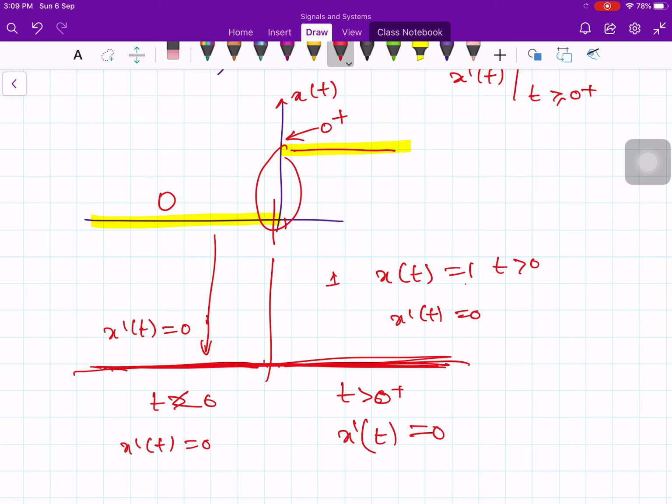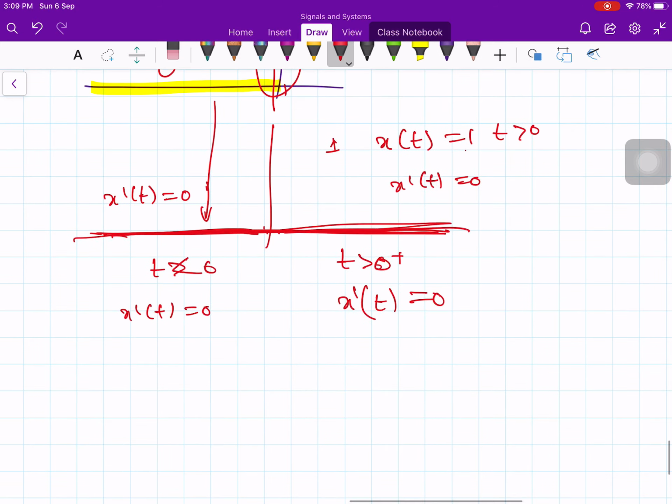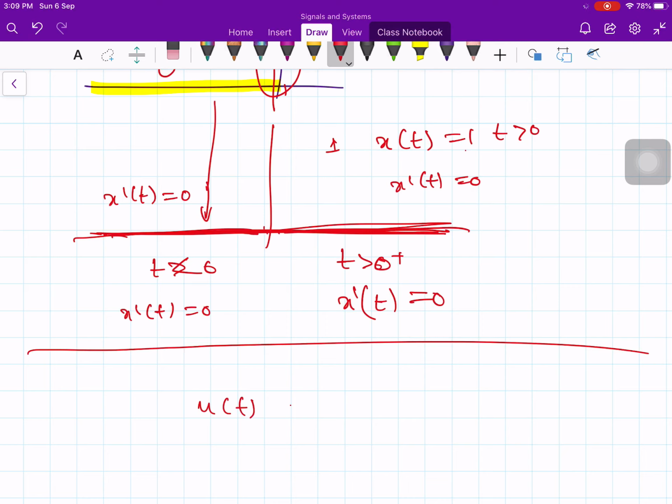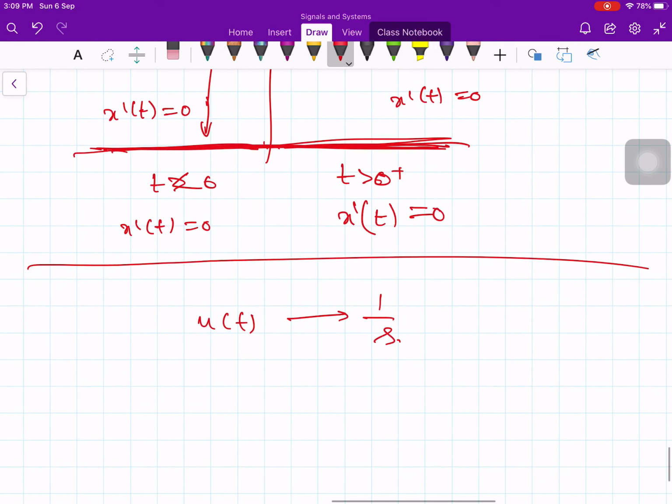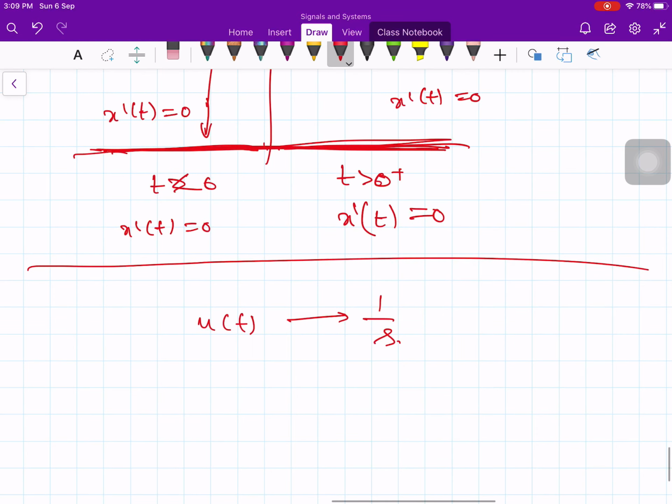Now we already derived the Laplace transform of the unit step function u of t, which is 1 over s. Now we will ask the question: what is the Laplace transform of the derivative, where x of t is equal to u of t and x dash of t is taken for t greater than or equal to 0 minus? What is the Laplace transform?